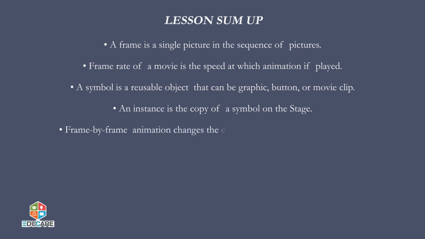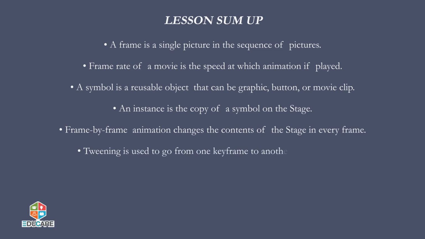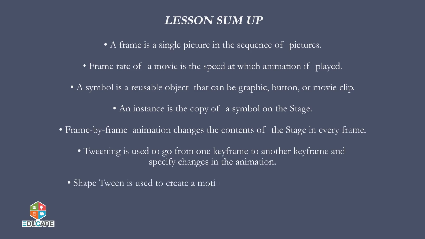Frame-by-frame animation changes the contents of the stage in every frame. Tweening is used to go from one keyframe to another keyframe and specify changes in the animation. Shape tween is used to create a motion from one shape to another shape.